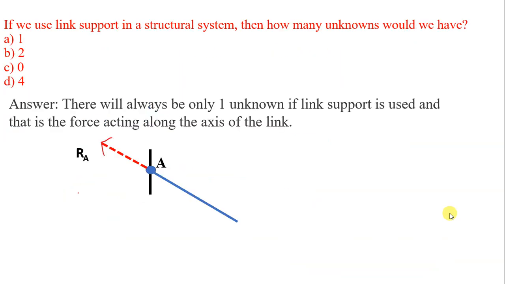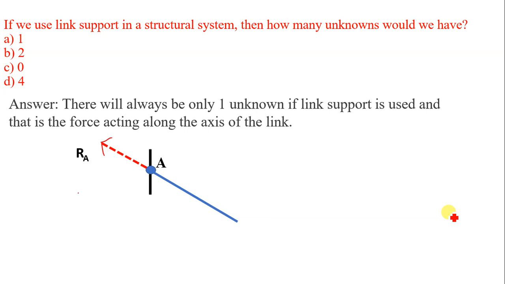Next, if we use link or link support in a structural system, then how many unknowns would be there? Again, the options are given, but you cannot simply write the option. Okay, this is the correct option. You have to justify your answer in few words.